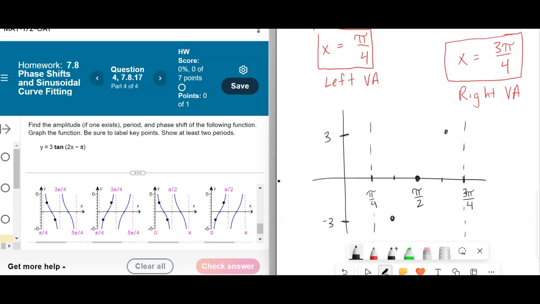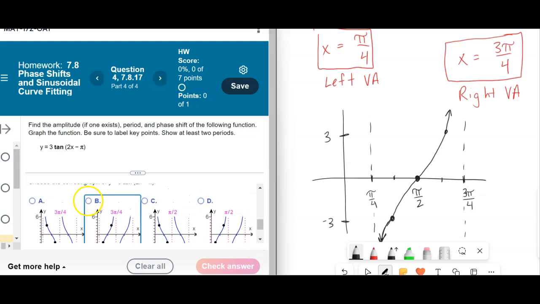All right, and the graph does something similar to this. It approaches those asymptotes. It's pretty poorly drawn. Going to go through the intercept. There we go, something like that. And then it's going to, again, copy paste. It's going to keep doing that between every asymptote. So it is rising because that's a positive. So that means that B is our choice.